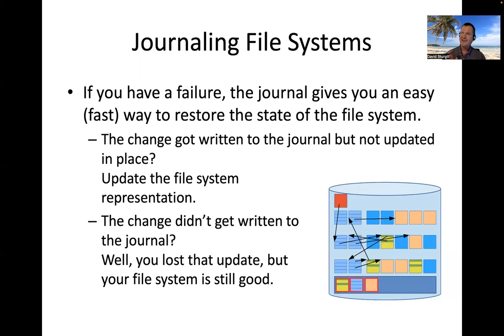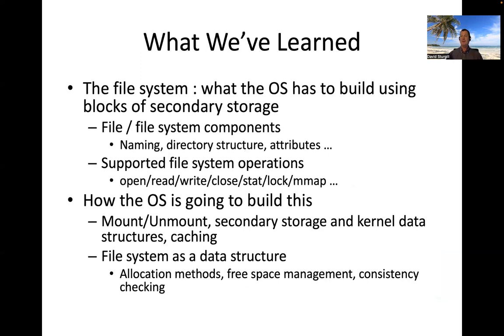So the journal, I guess I would say it does two things. It lets us handle writes to the file system efficiently, and it gives us an efficient way of handling recent changes if the file system ever ends up in an inconsistent state. And that gets us to the end of our file system material.